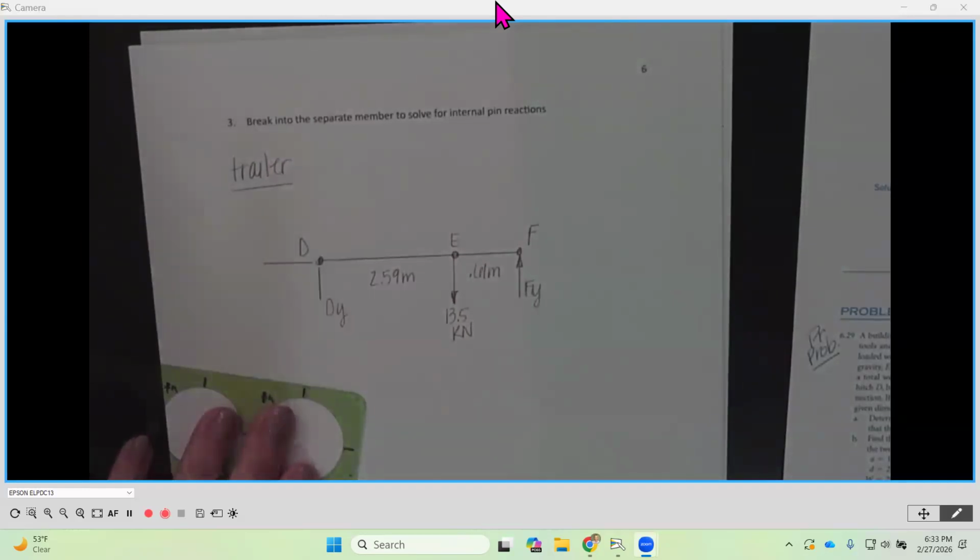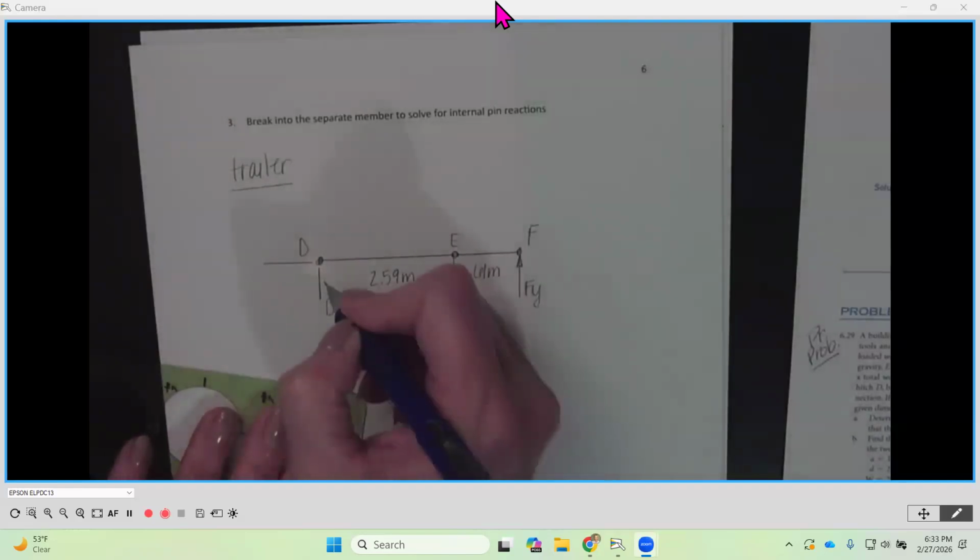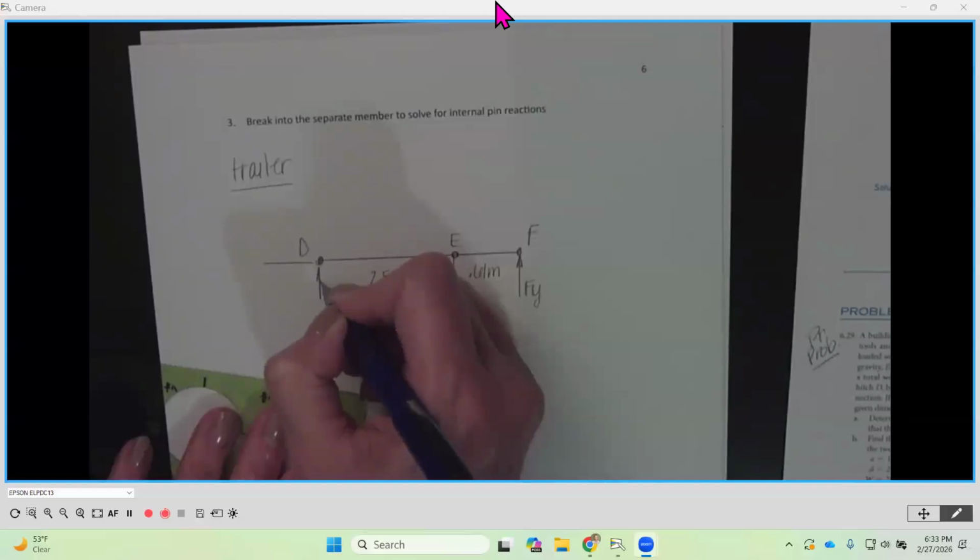And again, it doesn't matter. We just got to assume a direction, so don't try to overthink it. But do I want to go up or down with my dy here? Yeah, I'm good with up. Yep, we're saying up. Looks good.